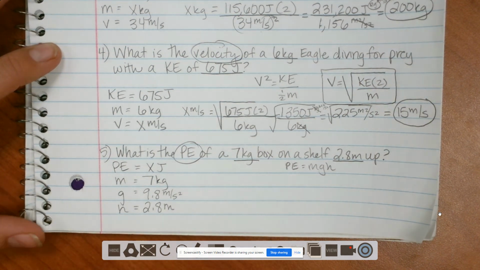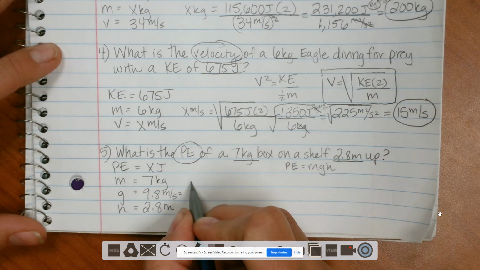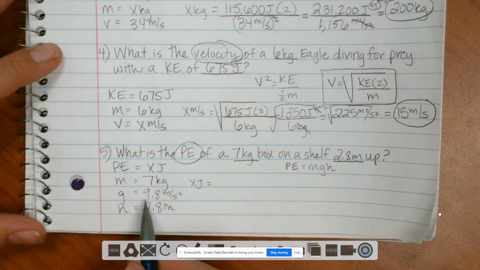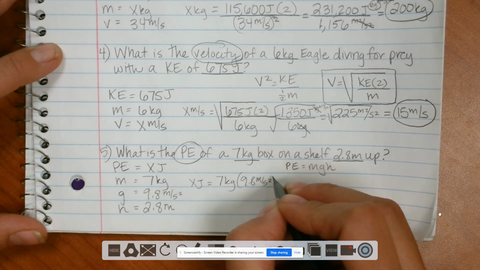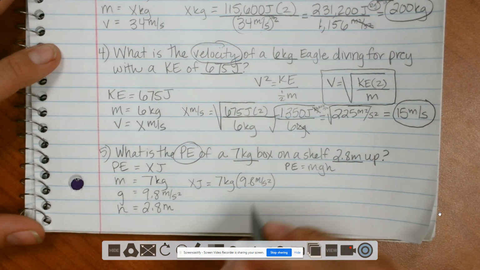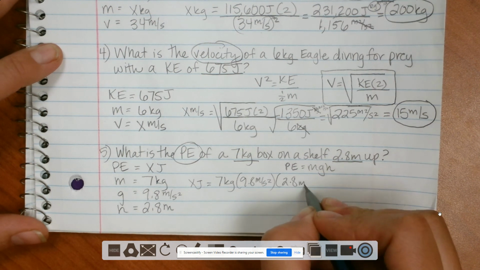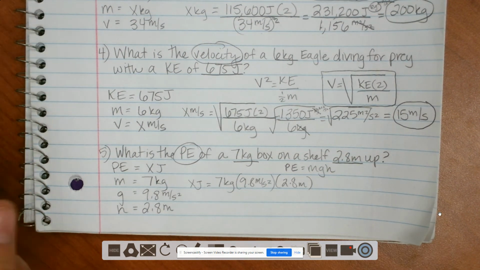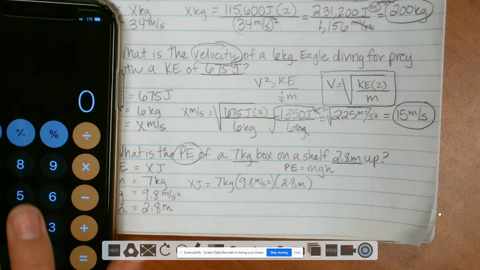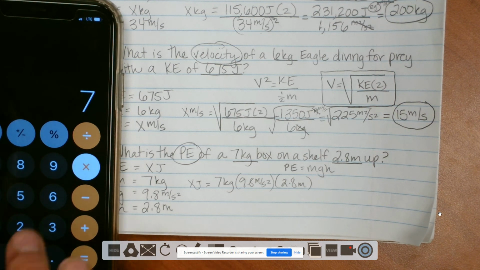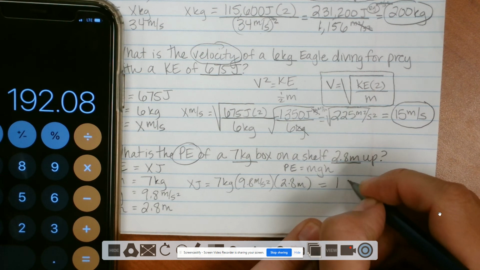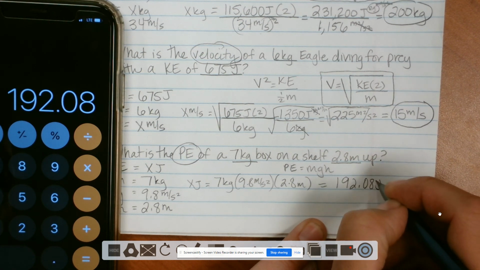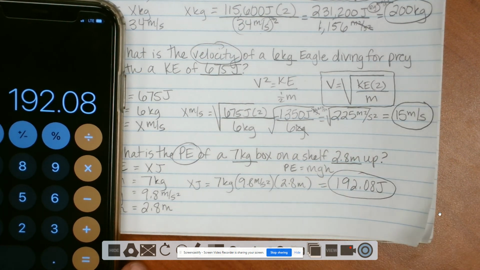So I'm just going to plug it into the equation. So PE is x joules equals my mass, 7 kilograms, times my gravity, 9.8 meters per second squared. Keep the squared inside the parenthesis because it's part of the unit, times 2.8 meters. And I just multiply them in any order all the way across. Okay, 7 times 9.8 times 2.8 equals 192.08 joules of potential energy. And that is it.